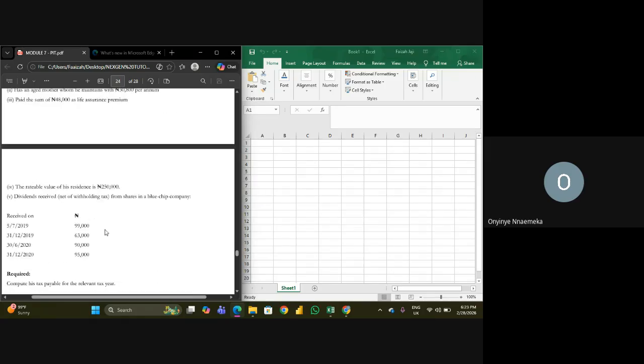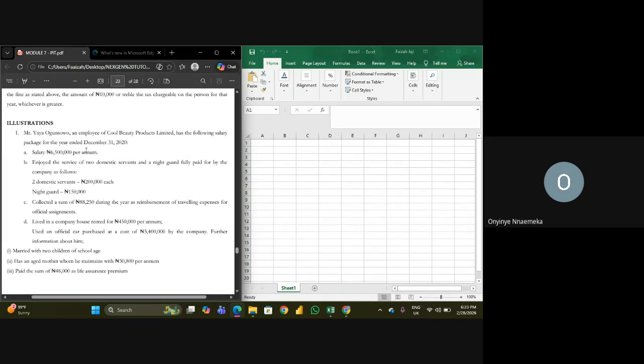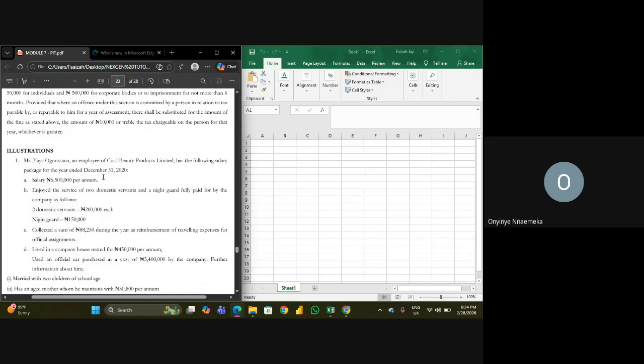So we have dividend received from a blue chip company. Which year of assessment is this? December 31st, 2020, which is 2020 year of assessment. Remember that for contract of employment, you use actual year basis. But for dividends, for unearned income, you use PYB. And if you are using PYB, you only consider dividend of last year, which means we only consider 2019. We will not consider 2020, because this is 2020 year of assessment.